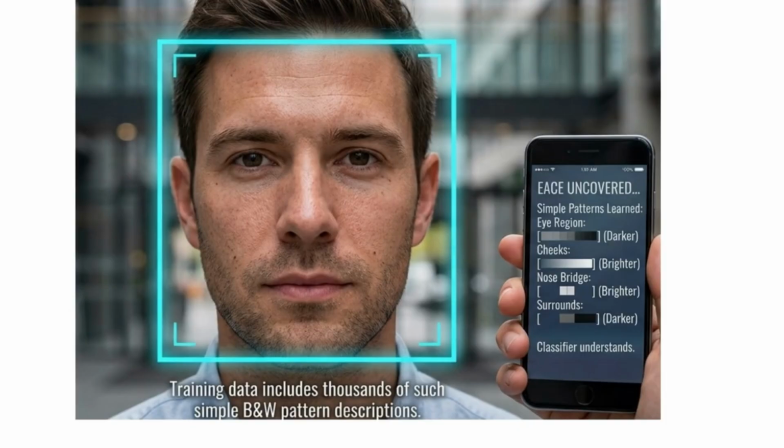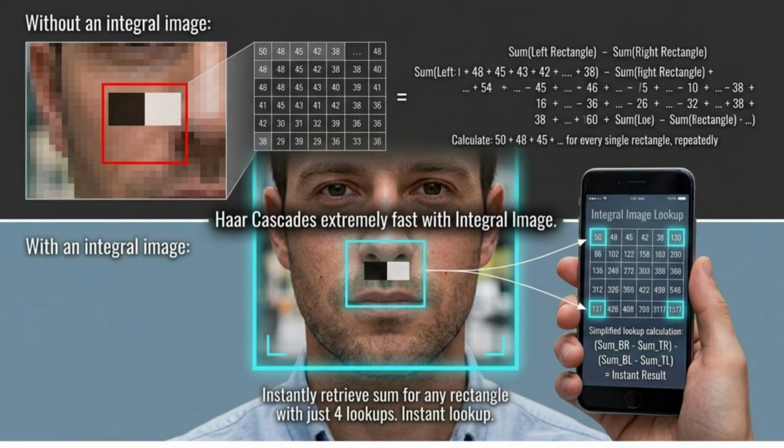Suppose in the eye region, the eye region is darker than the cheeks. Another example is the nose. The bridge of the nose is brighter than the surrounding areas. The classifier learns thousands of these simple patterns during training.